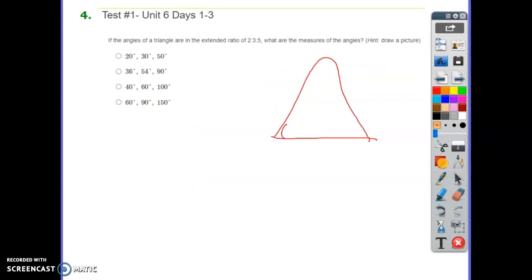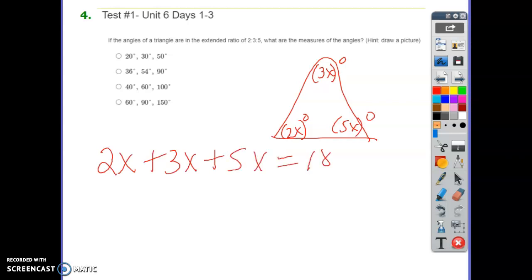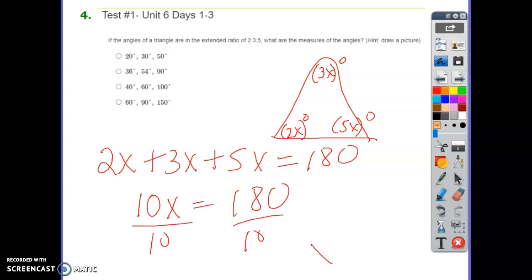Number 4, the ratio of the angles, pretend like that's a triangle. It's a bad triangle. The ratio of each of the angles is 2 to 3 to 5. So all of them together should add up to 180. So 2x plus 3x plus 5x is 10 x's equals 180. Divide both sides by 10. I am getting x equals 18.